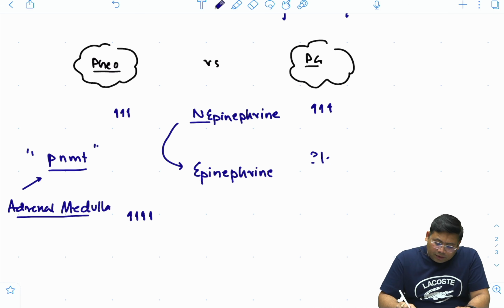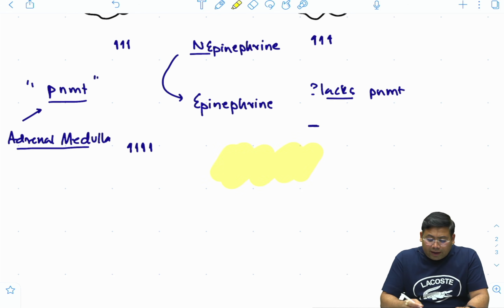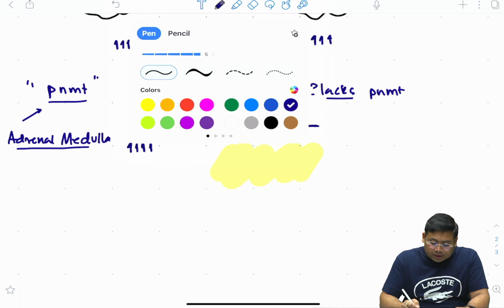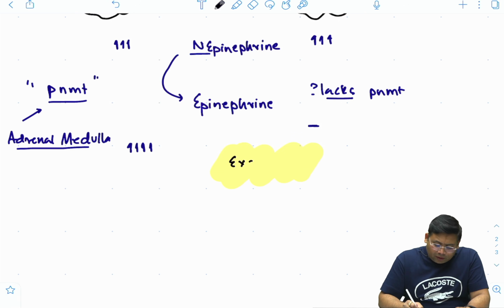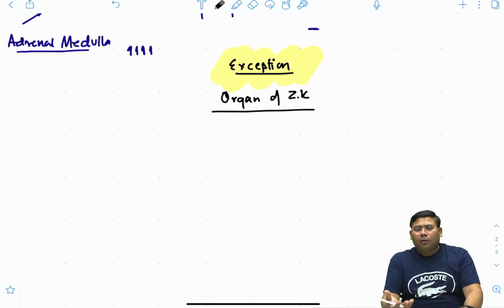But paragangliomas lack the enzyme PNMT, and when they lack it, epinephrine is not there. The only exception to this, which is very important, is the organ of Zuckerkandl. Now what is so special about the organ of Zuckerkandl?